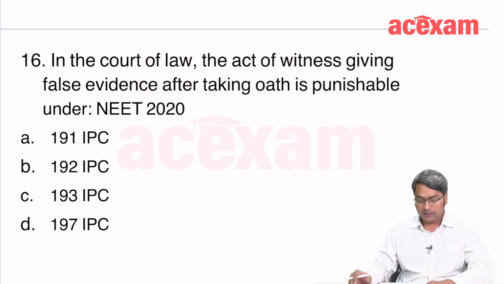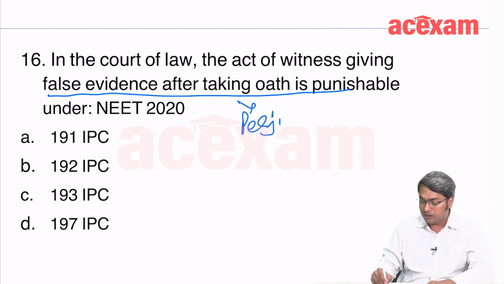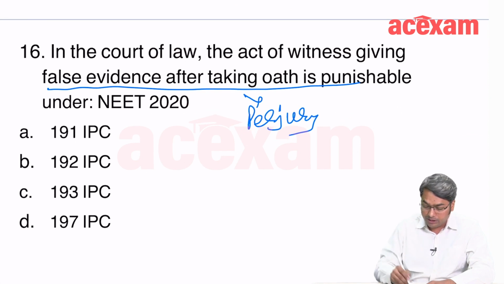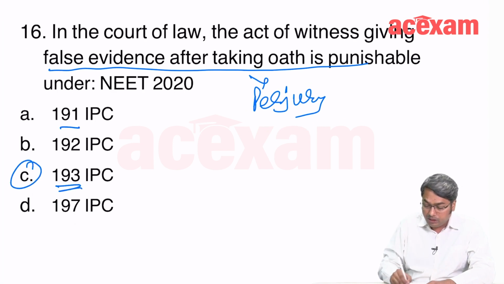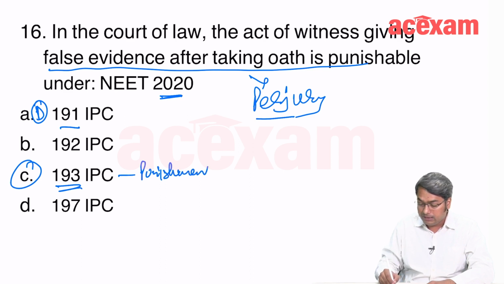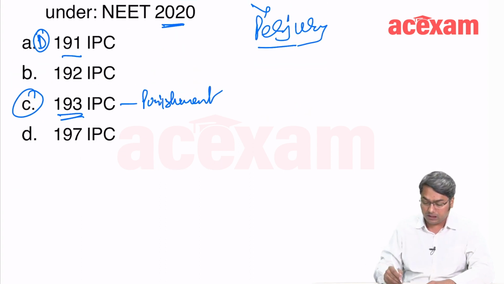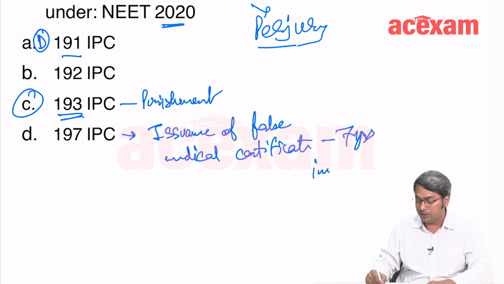In the court of law, the act of a witness giving false evidence under oath is known as perjury. Perjury is defined by Section 191 and is punishable by Section 193 IPC. This has come in recent years. Section 197 IPC is about the punishment for issuance of a false medical certificate, and the punishment is 7 years imprisonment.